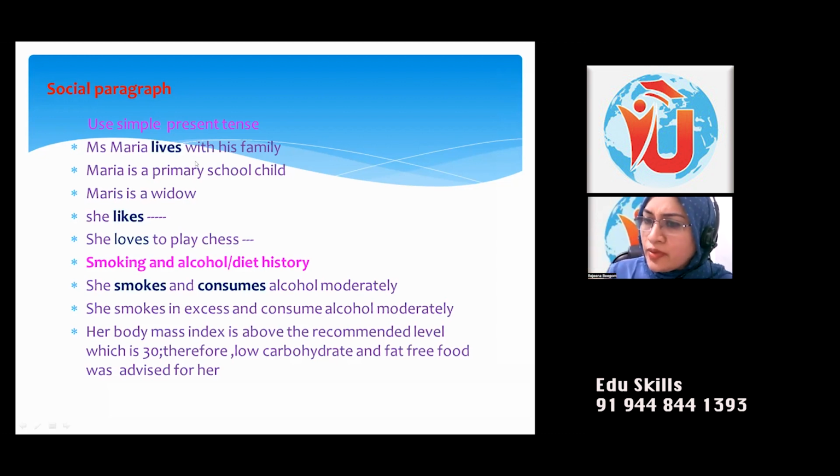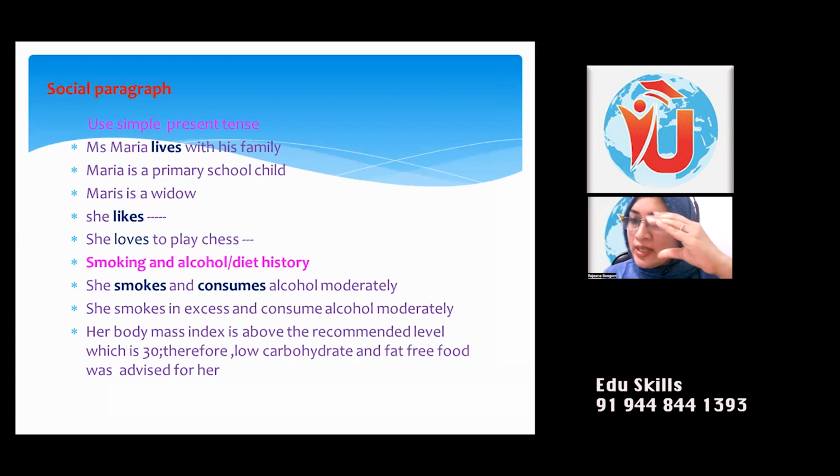When you write each sentence in the social paragraph, ask yourself whether it is really needed for the reader to know all those things, because in the case note they may be confused by so much data about the social things. Most of the things will be irrelevant. So ask yourself whether the reader really needs this point or not. Or you can say that Miss Maria is a primary school child. Maria is a widow, or like that. You can start with Maria lives with her family as the first sentence, and the second sentence you can say that she likes, or she loves to play chess.